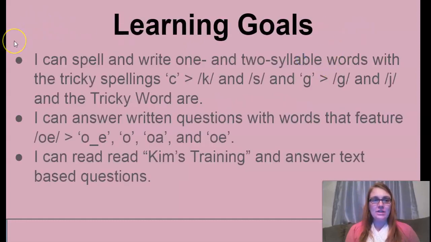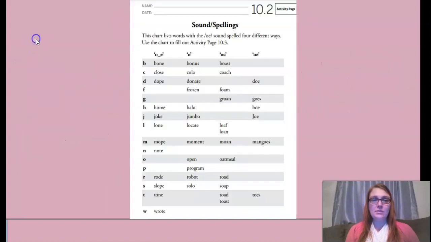Our learning goals are to spell and write one and two syllable words with the tricky spellings C for the K sound and also the S sound, and G that makes both the G and J sound, and the tricky word R. Answer questions with words that feature the O sound, spelled O space E, O, O-A, and O-E. And read the story Kim's Training and answer text-based questions.